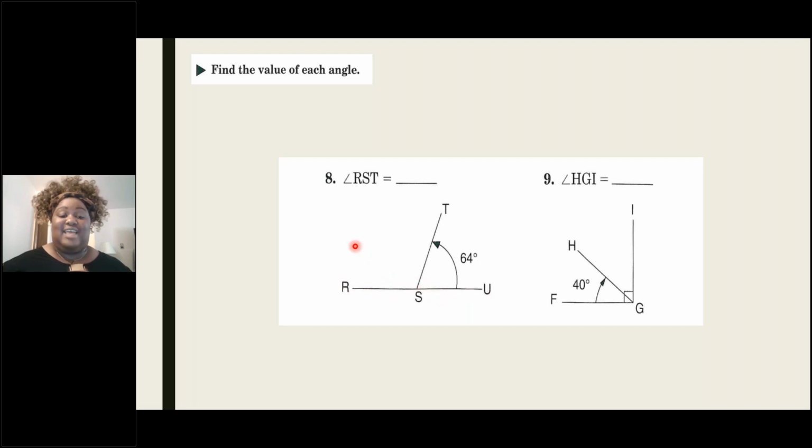My second step, I would do 180 minus the angle they gave me, which is 64. In doing that, that'll give me what angle RST is, which is 116 degrees. The way I would check that is I would add 116 plus 64, which should give me 180. If for some reason you don't get it, just go back and check your work.